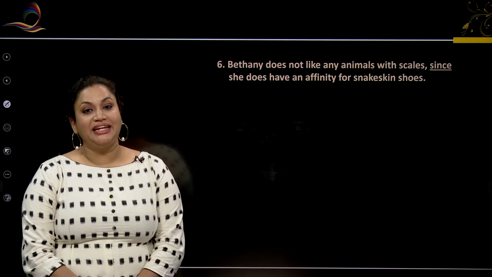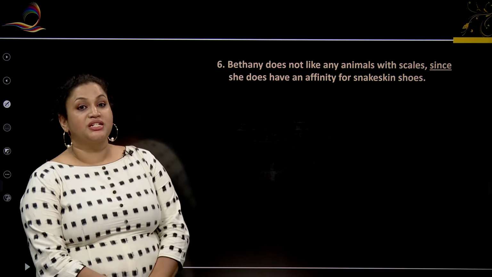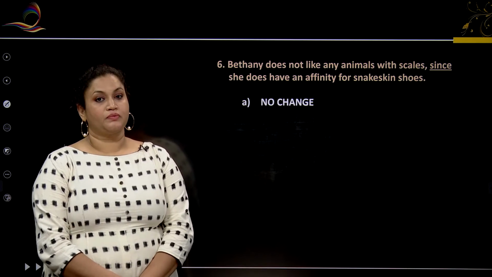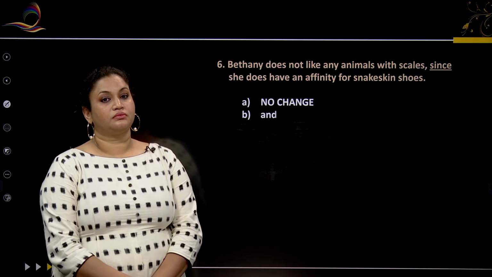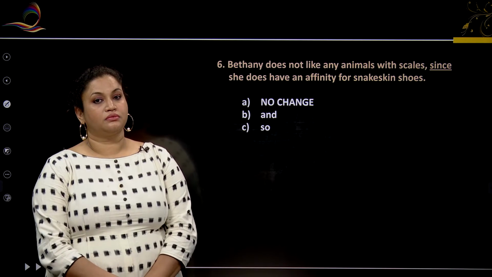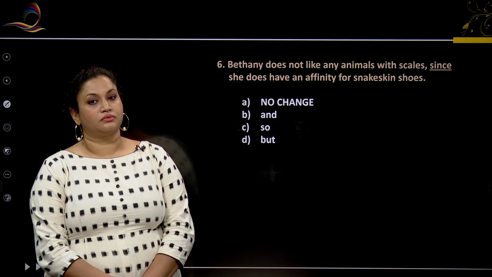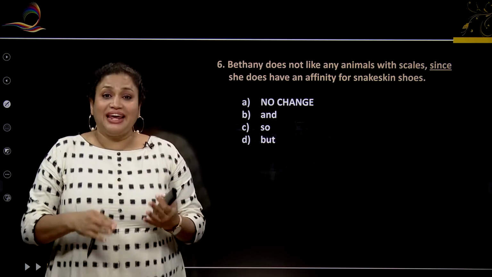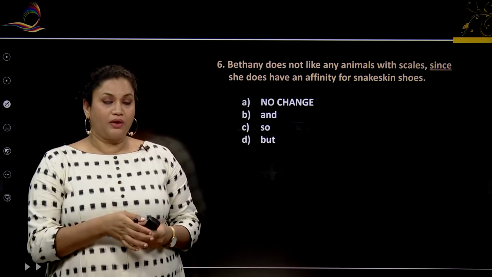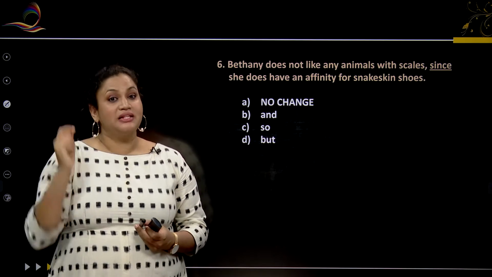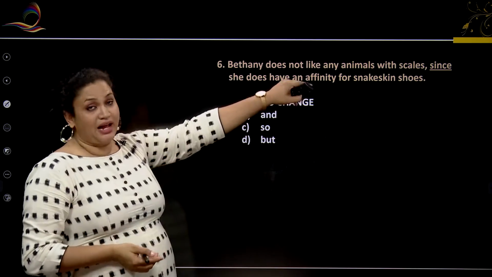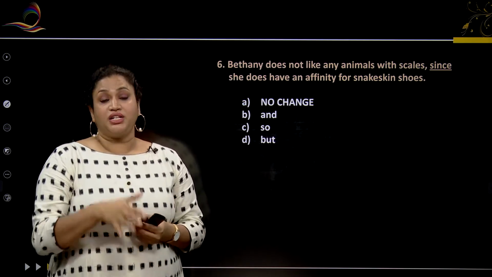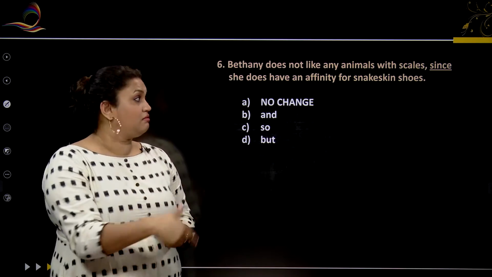Bethany does not like any animals with scales since she does have an affinity for snakeskin shoes. Now here it says Bethany does not like any animal with scales, right? So that is one sentence, and if we leave that conjunction, the next sentence says she does have an affinity for snakeskin shoes.